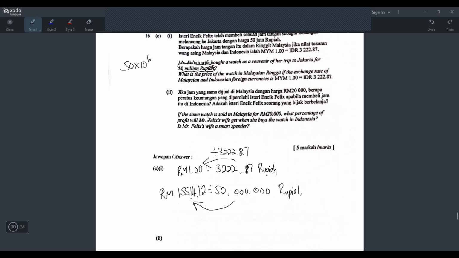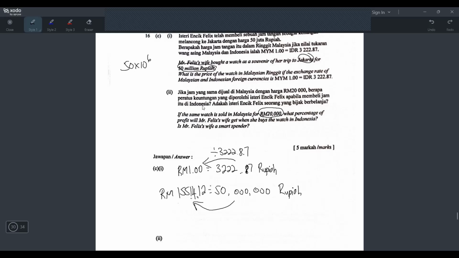Second question. If the same watch is sold in Malaysia for 20,000, okay, she bought it for 15514.12. But this one she bought in Jakarta, right? But then the same watch is sold in Malaysia for 20,000, right? What percentage of profit will Mr. Felix's wife get when she buys the watch in Indonesia? Is Mr. Felix's wife a smart spender?